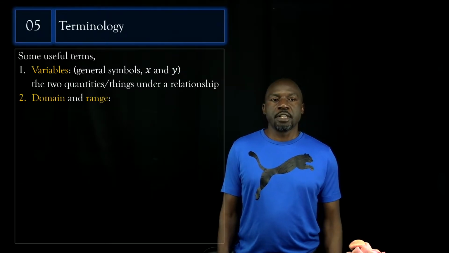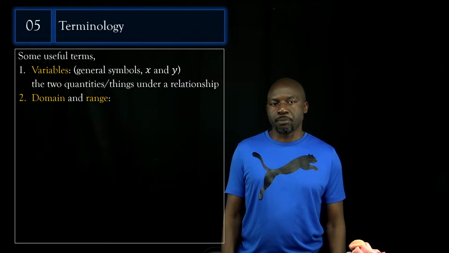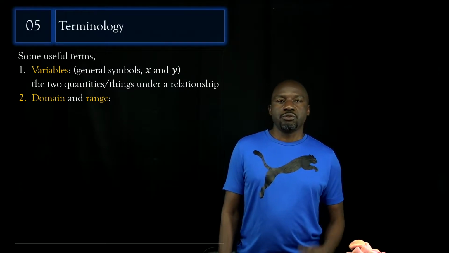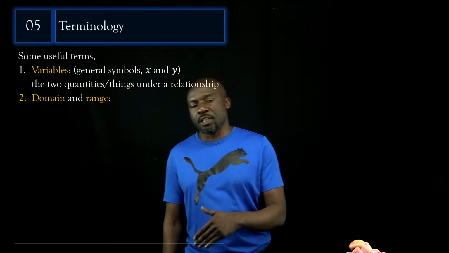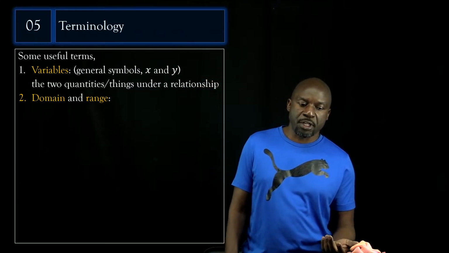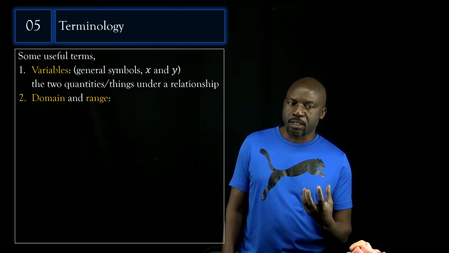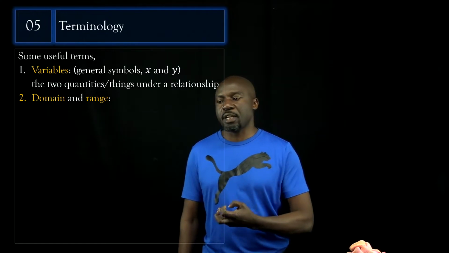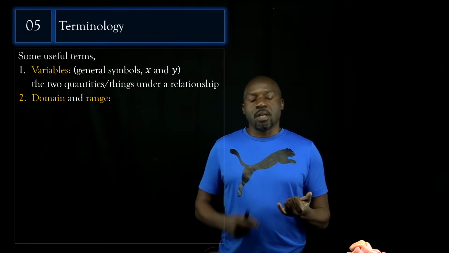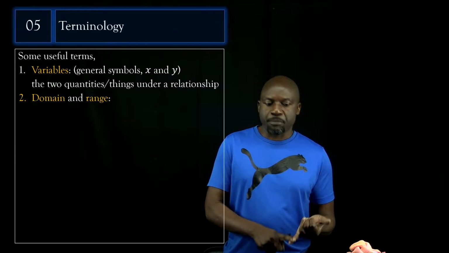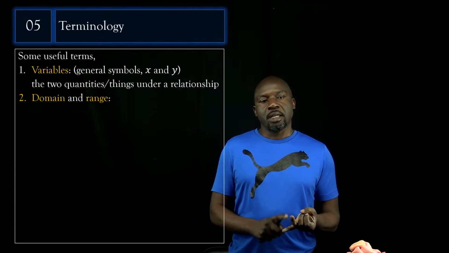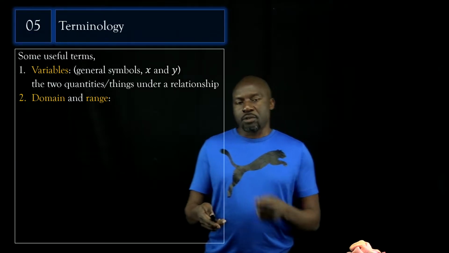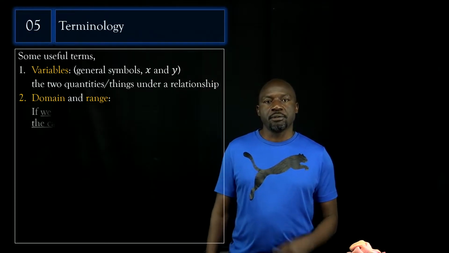The two quantities that are under a relation are referred to as the variables. So you change one and the other one changes as a result. You change the temperature of a gas in a container, and as a result their speed increases, or the pressure they exert increases, and so on. So changing temperature becomes one of the variables. The speed of the molecules becomes the other variable, right? The quantity, so then we have domain and range, okay?